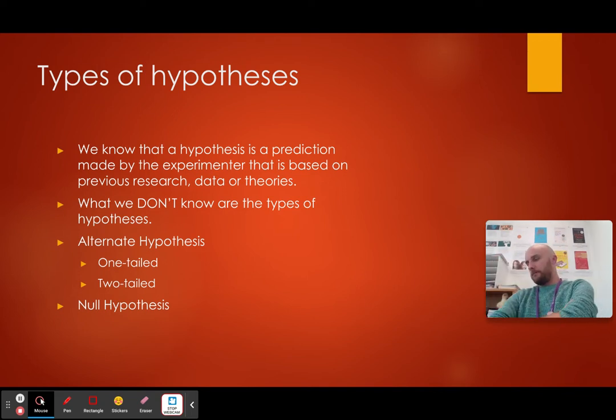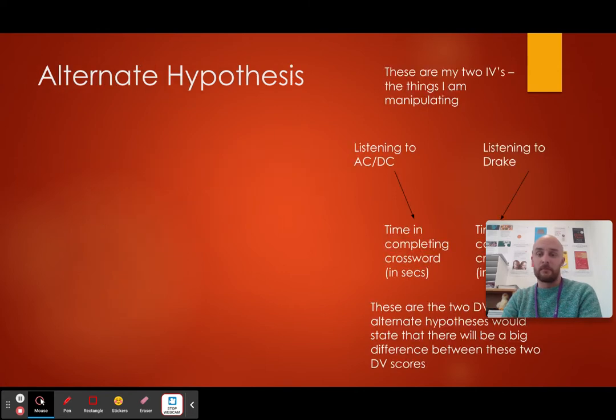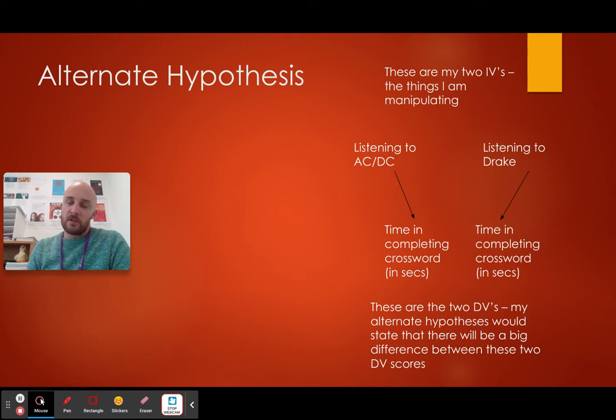Now, the alternate hypothesis can be split down into one-tailed or two-tailed, and it's worth noting that one-tailed hypotheses are known as directional hypotheses, whereas two-tailed hypotheses are known as non-directional hypotheses. The null hypothesis you don't actually need to know, but it's worth teaching you anyway, to be perfectly honest with you. So what do we mean by an alternative hypothesis or an alternate hypothesis?